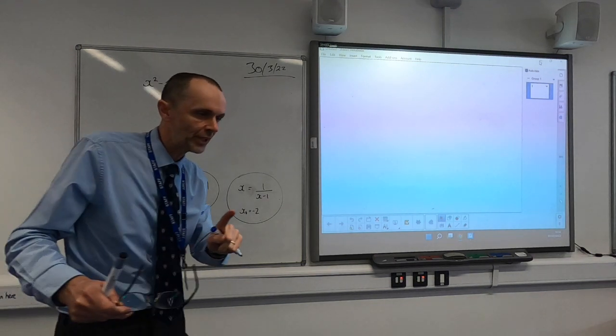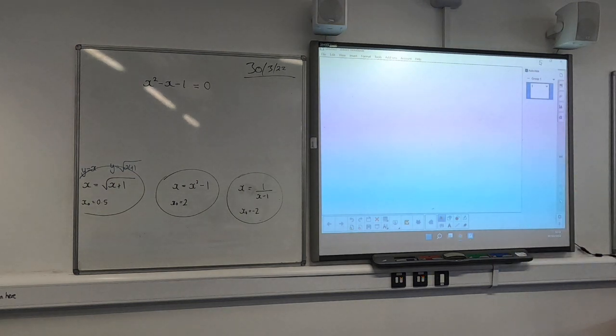So can I get you to do that on your calculator? Can I get you to plot those two graphs, y equals x and y equals the square root of x plus 1. We've just taken an equation, rearranged it in 3 different ways, and we're going to use a graphical method now to show whether or not those 3 different ways are going to give us a solution, or whether they're going to diverge.